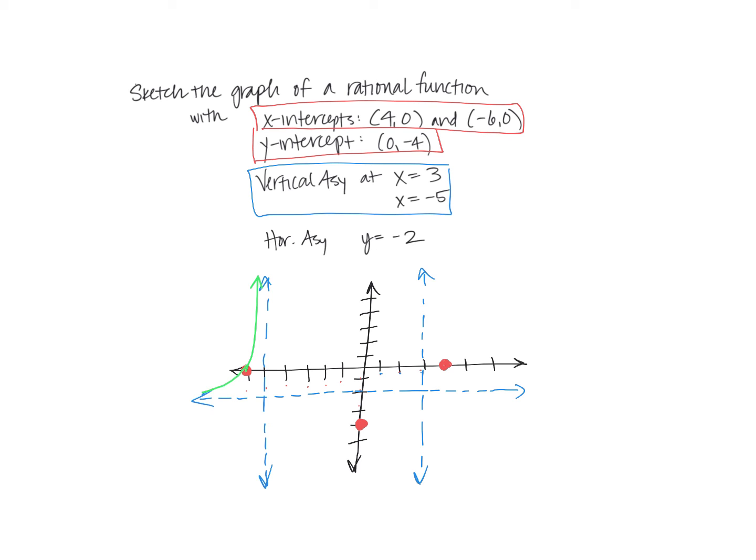And then I'm going to assume that in the end behavior, I'm going to get really close to that horizontal asymptote, but not touch it. So I'm going to look like that. And then similarly on that right side, so there's kind of like 3 sections going on.